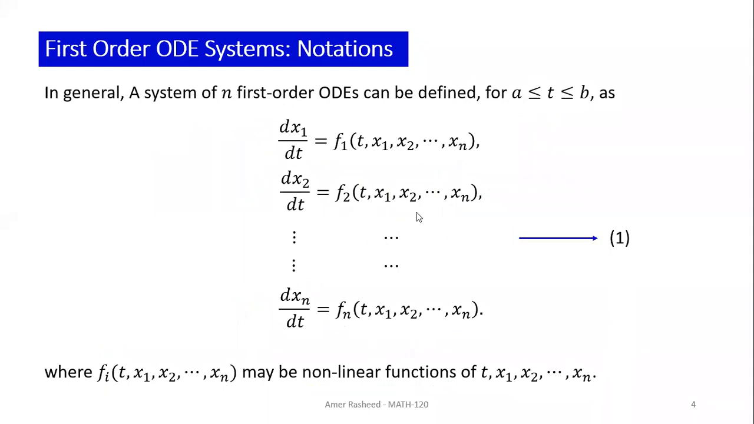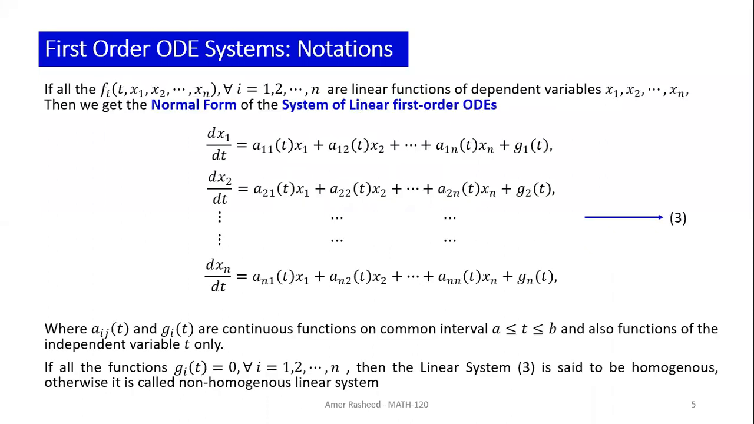Let me show you a couple more examples after this. I'll show you some more examples after discussing these notations of n first order differential equations. Now, note that the fi may be linear, they may be non-linear. If all these functions are linear, then the system can be written in this form. The dx1 by dt, let me open it, yes.